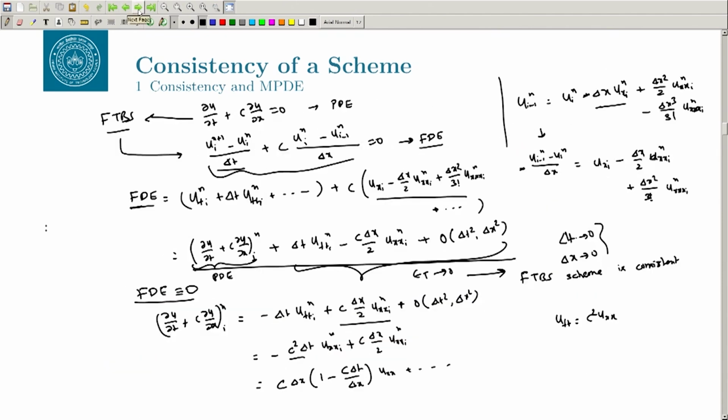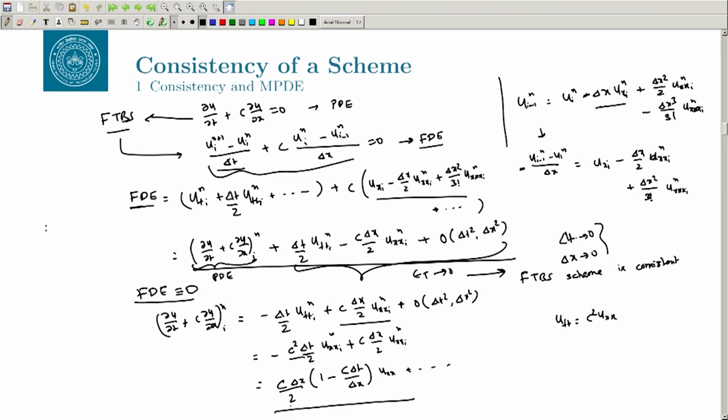Okay, there is a delta t by 2 also here. So, that is what I was missing. Okay. So, this is delta x by 2, this is delta t by 2. Okay. So, c square delta t by 2. Okay. So, that will become c delta x by 2 times 1 minus c delta t. Okay. So, this factor.